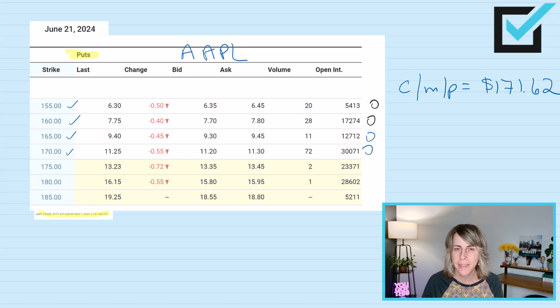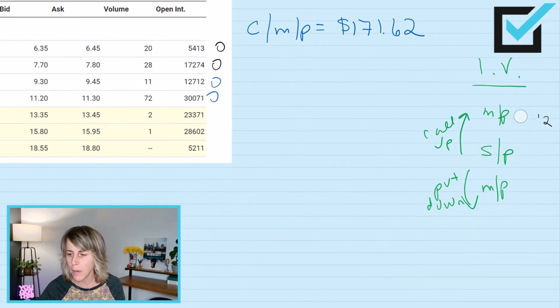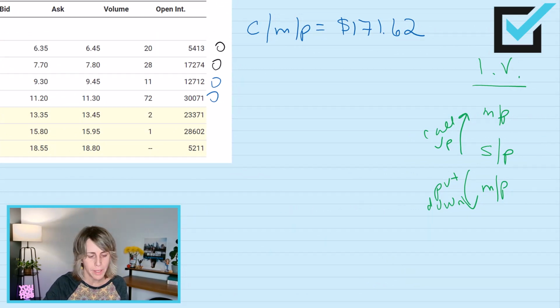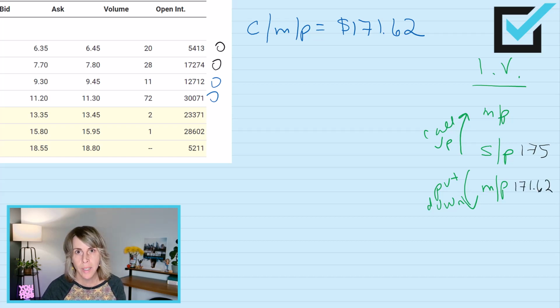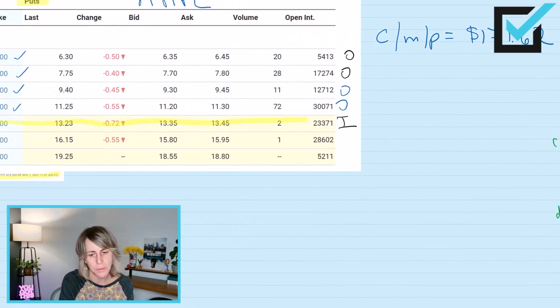What about 175? So we have the intrinsic value chart. I'm going to put in these new numbers. If we have a strike price of 175 and a market price of 171.62, is this option in or out of the money? It is in the money. It has intrinsic value.